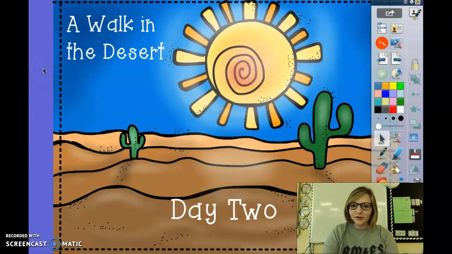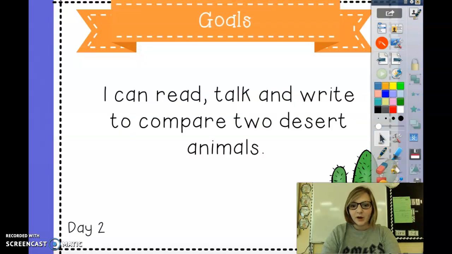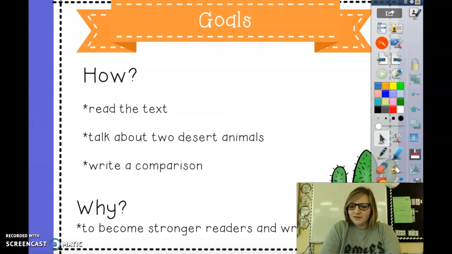Okay, boys and girls, we're going to get started with reading for day 2. So we're going to go ahead and get started looking at our learning goal for today. Our learning goal is I can read, talk, and write to compare 2 desert animals. How are we going to meet this goal?